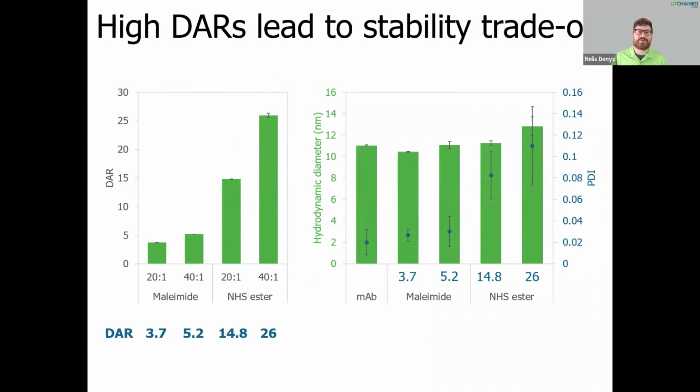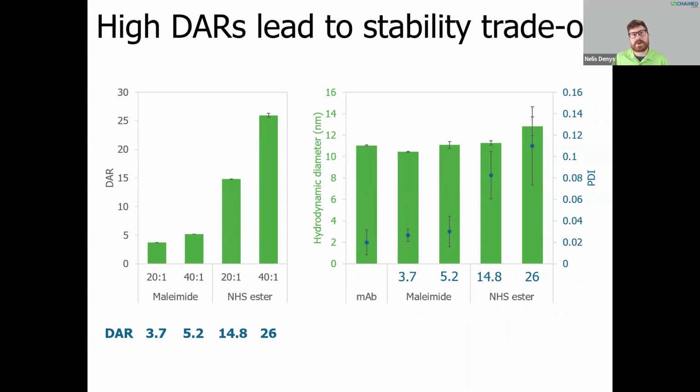Now, this was done for both mentioned labels and plotted on this graph. On the left, we can see the difference in drug antibody ratio for both labels. And we can see that increasing the mole ratio did increase the DAR in both cases, but a significant larger drug antibody ratio was seen with the NHS ester, even if they were added at the same mole ratio. Causes of this might just be an incomplete reaction or some other factors overall.